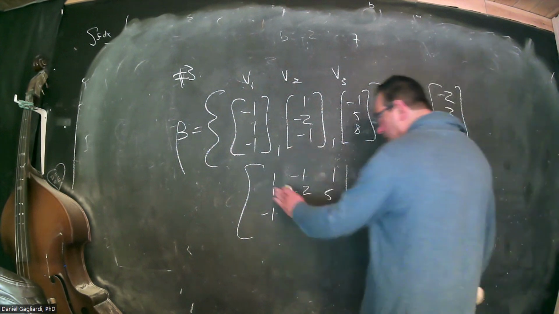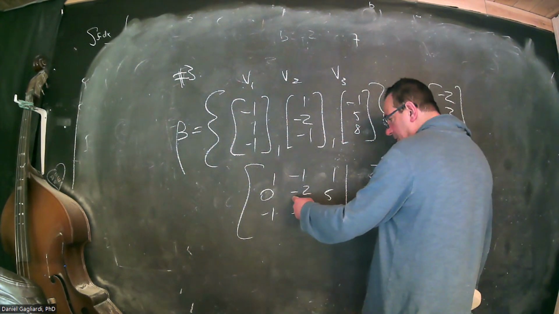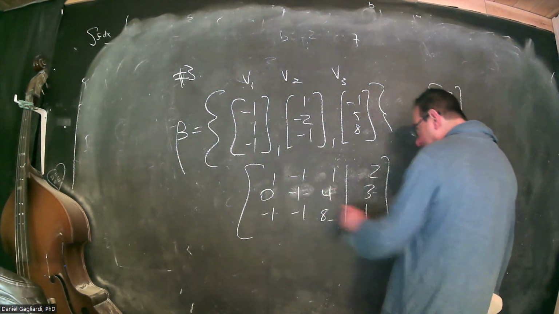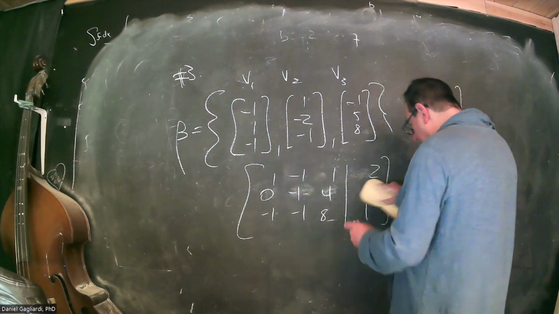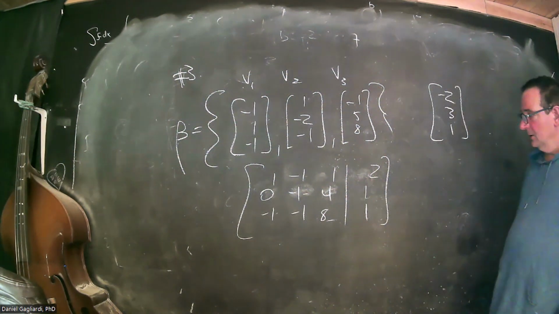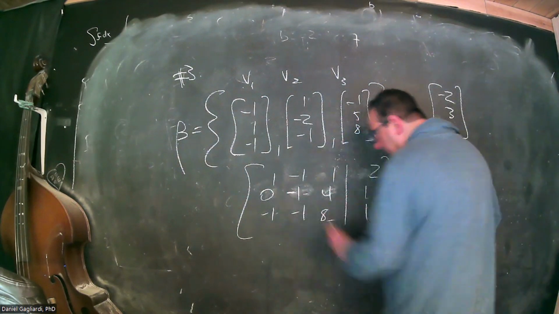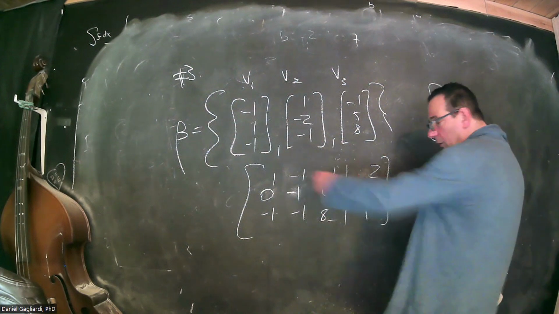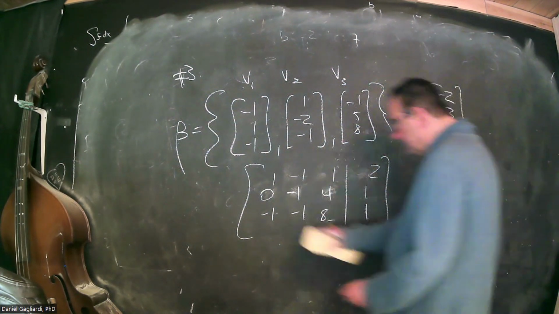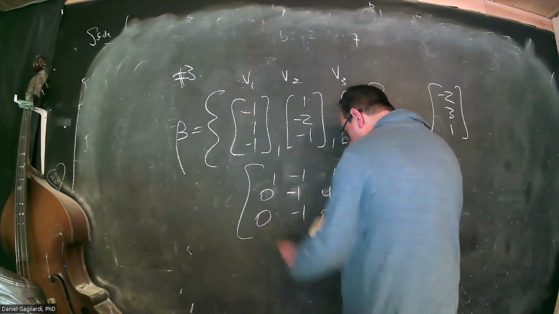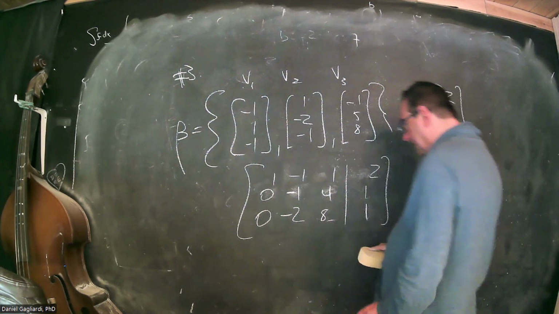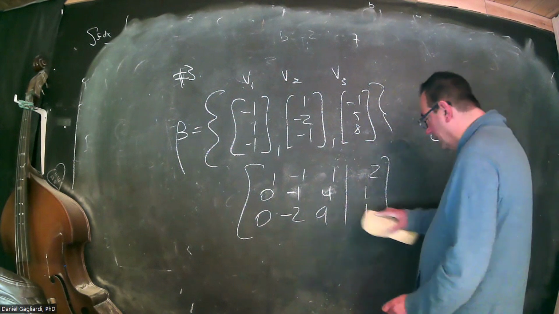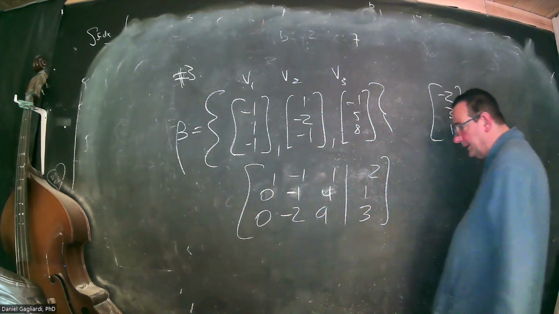So row 2 minus row 1 is 0. Row 2, -2 minus a -1 is -1. And 5 minus 1 is 4. And 3 minus 2 is 1. Good. So this is -1. I don't want to lose that. And that's just a smudge there and a smudge there. So row 1 added to row 3 yields the following: 0, -2, and 9. And then finally, on the right-hand side, row 1 added to row 3 is 3.